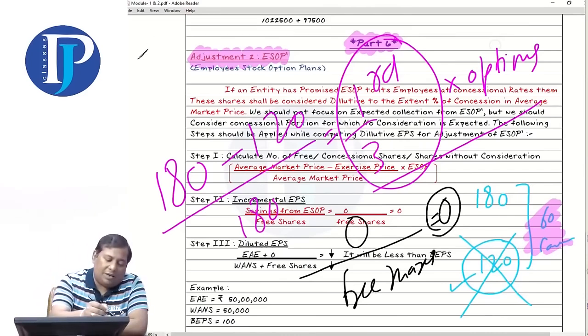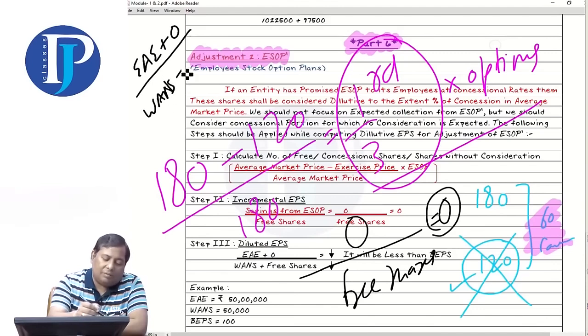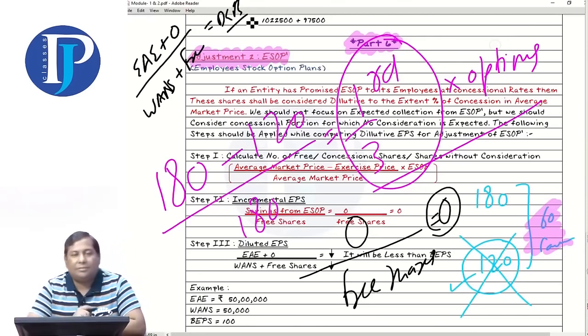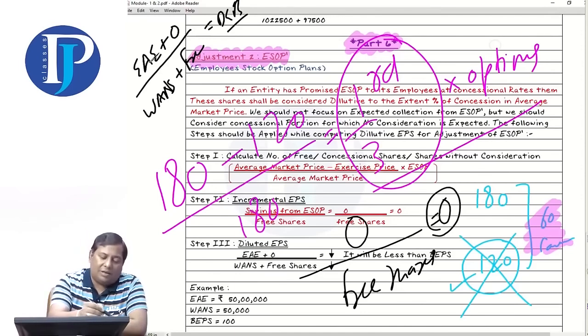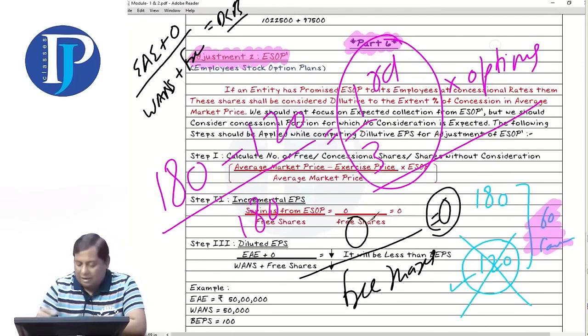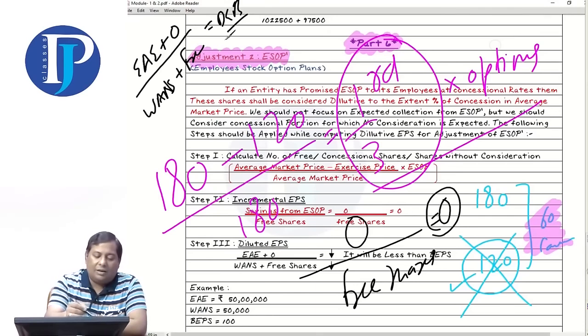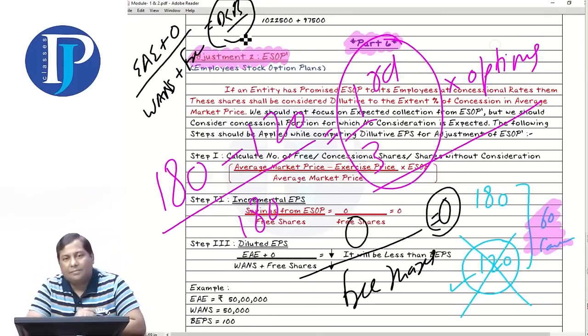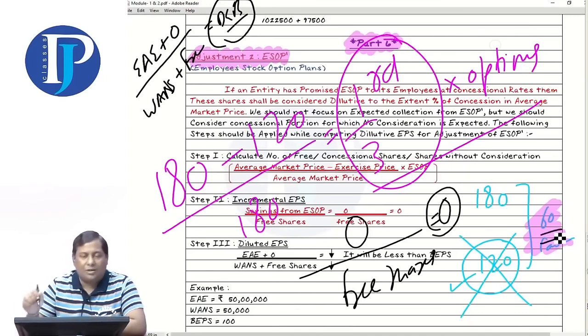Then we take EAE, right? Now we will add 0 to it and then take the weighted average number of shares. Then we will add free shares and get the answer by doing diluted EPS. This is the formula: adjusted EAE, adjusted number of shares. First, we will find incremental EPS and then report diluted EPS. This was all in ESOP. We have to target and move ahead with the concession you gave.